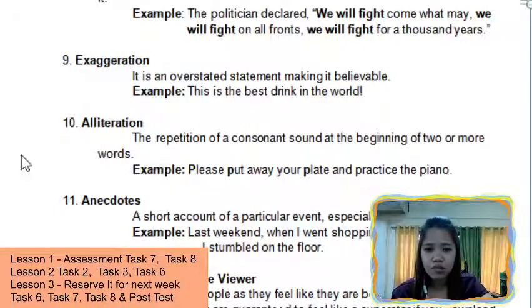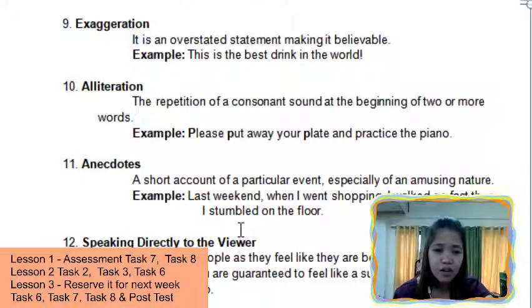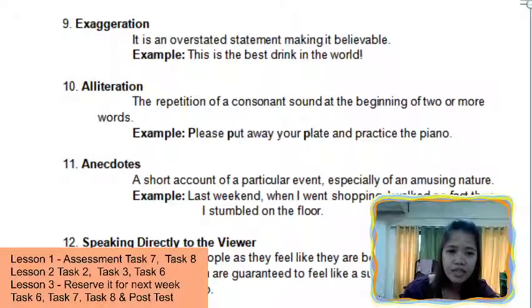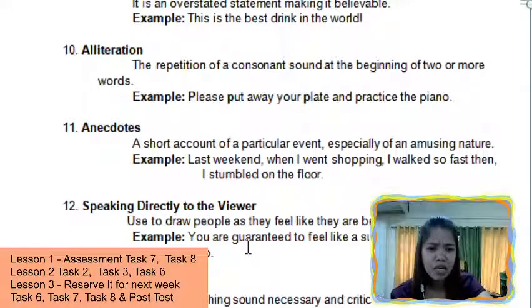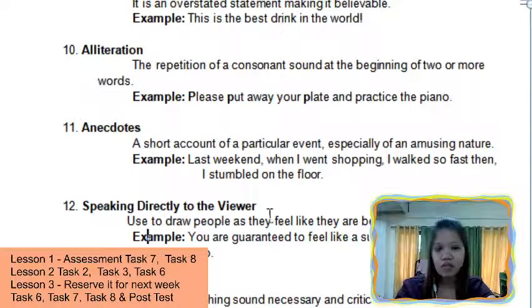11, anecdotes. A short account of a particular event, especially of an amusing nature. For example, last weekend when I went shopping, I walked so fast, then I stumbled on the floor. It's just a particular event. Okay, but it's amusing. There's something that happened. Okay, it might be embarrassing or something special.